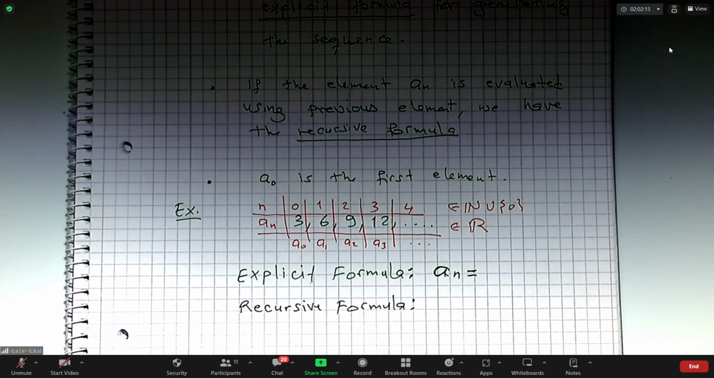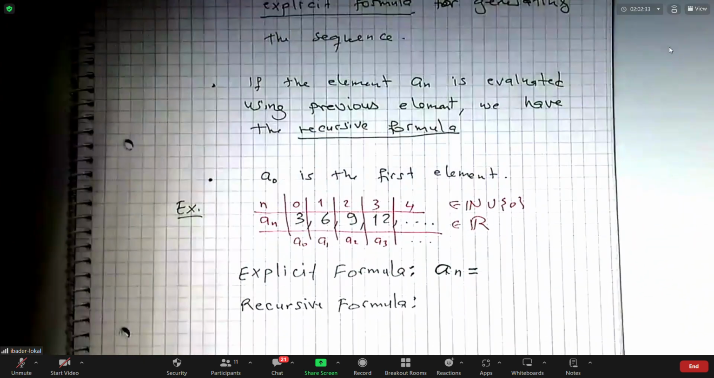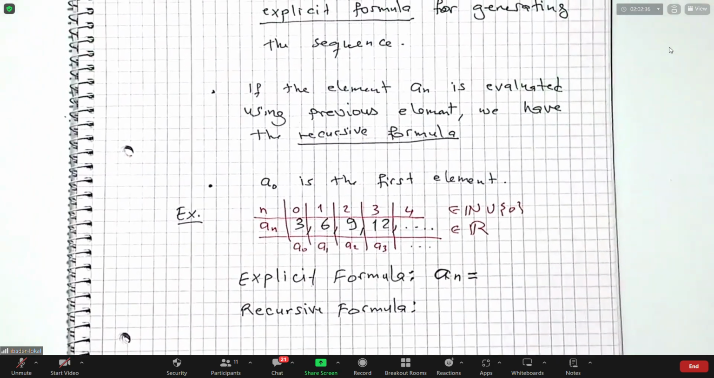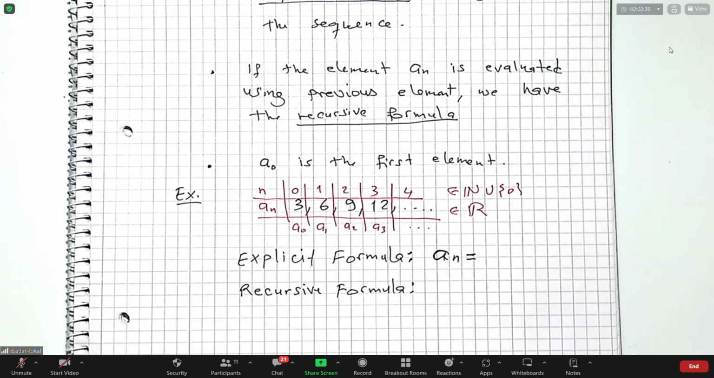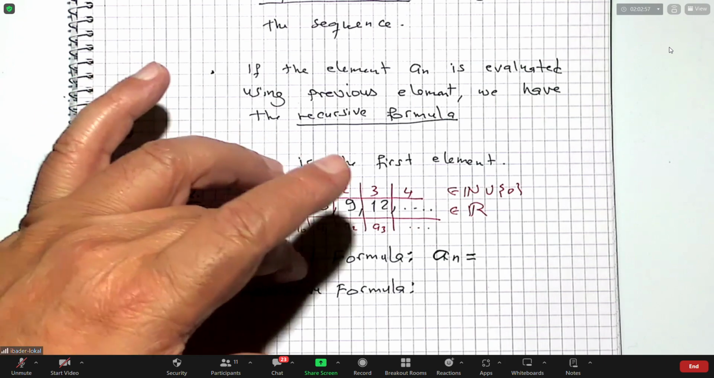We said that it generates. For instance, if I ask you what is the 97th element of this sequence? Okay, so let me see. Is it better? Abu Zafar, is it better? All right, okay. Now let me see how we would generate these elements.